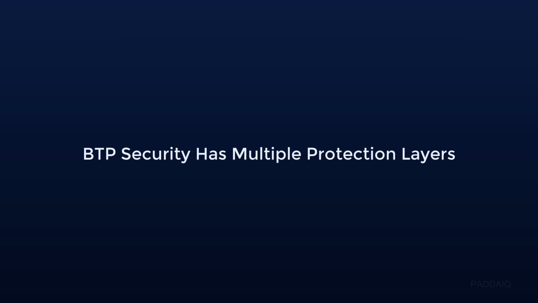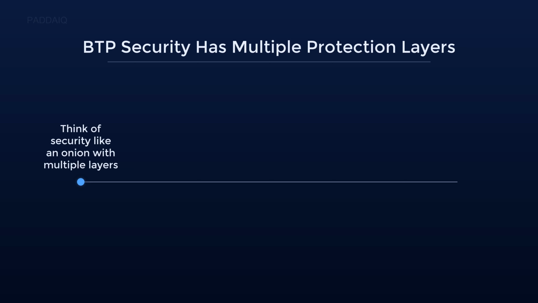BTP security is built with multiple protection layers. Think of security like an onion with multiple layers. Each layer adds protection, so if one is breached, others still defend. For example, a BTP app uses user login, data encryption, and network controls. No single security measure is foolproof, but together they create strong, resilient protection for your applications and data.